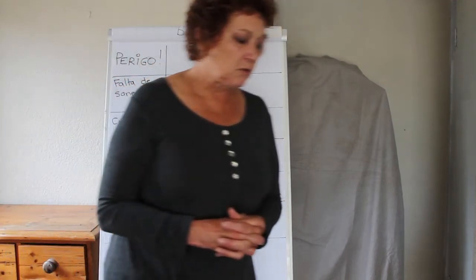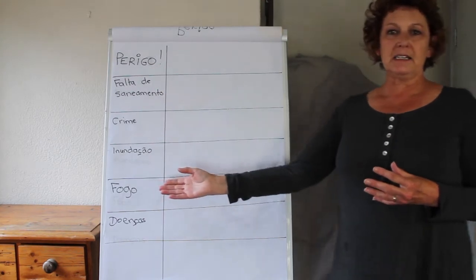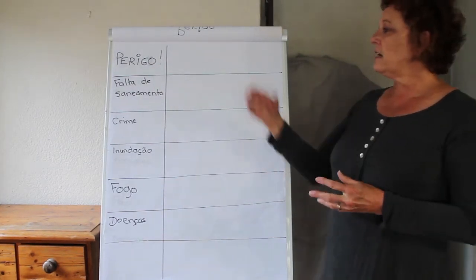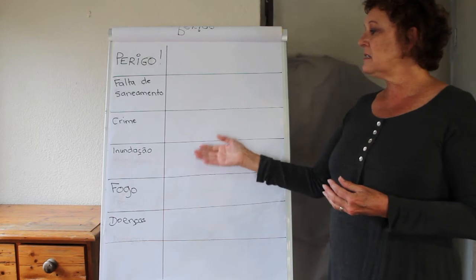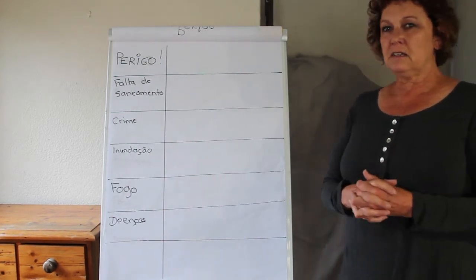And then we'll come to this sort of situation where we have identified certain different types of hazards. So here you can see we have a lack of sanitation, a crime hazard, the hazard of flooding, of fire, and the risk of diseases.